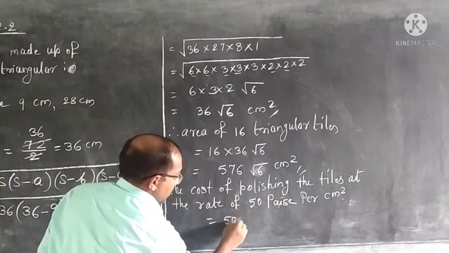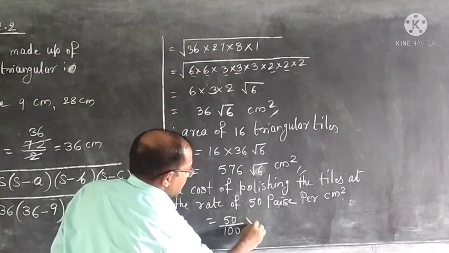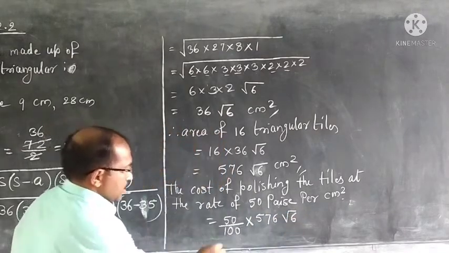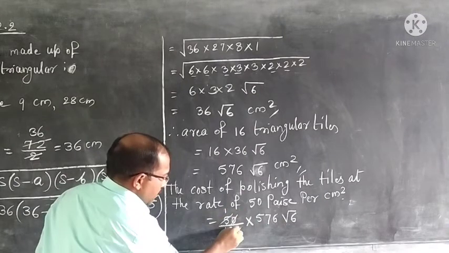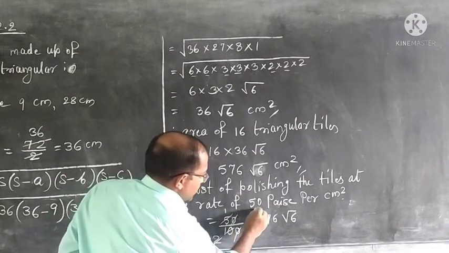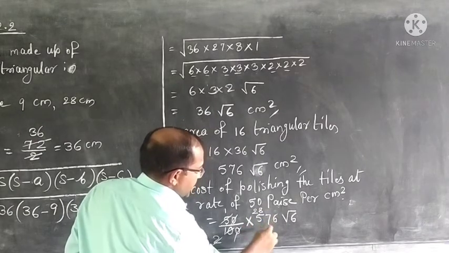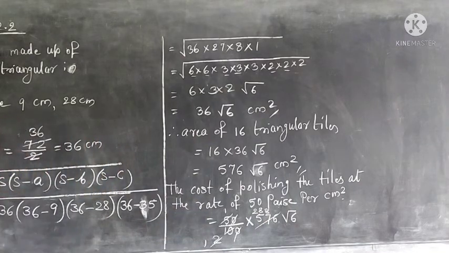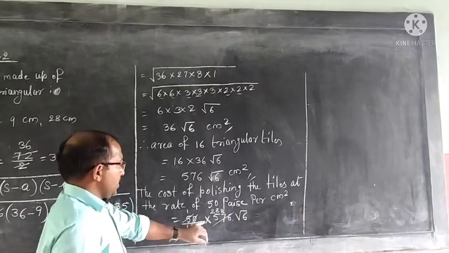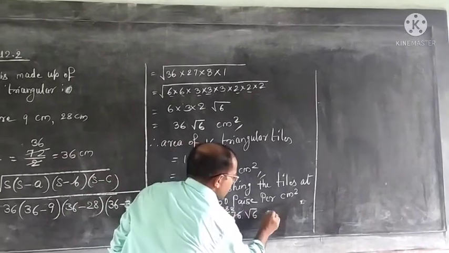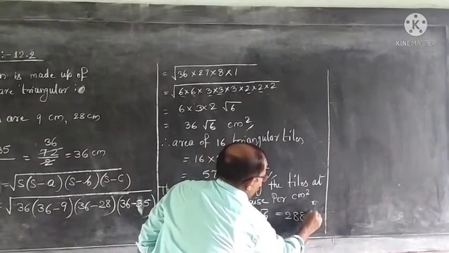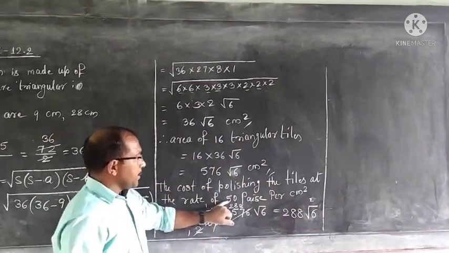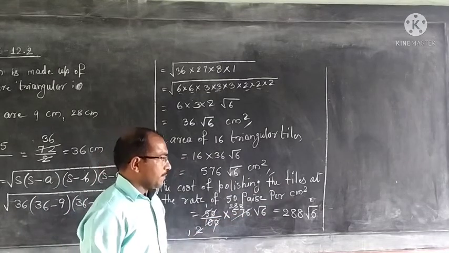So, into rupees dividing by 100 into 576 root 6, 0 0 we can cut, 5 1s are 5, 2 1s are 2, 2 2s are 4, 1 came here, 2 8s are 16, 1 came here, 2 8s are 16. We get 288 into root 6. So, here we got 288 root 6, this much. This is the cost of polishing 16 tiles at the rate of 50 paise per centimeter square.